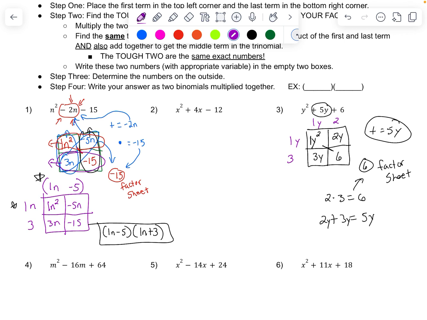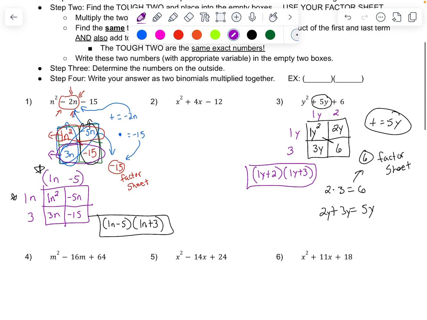So your answer is what we have in purple, but you'll write them as the product, which means multiplication, of two binomials, right? Two terms in parentheses, and then the other two terms right next to it in parentheses. And then once again, it doesn't matter which order you put. 1y plus 2 times 1y plus 3. If you put your 1y plus 3 first and your 1y plus 2 second, it's okay. So that is the answer, okay?